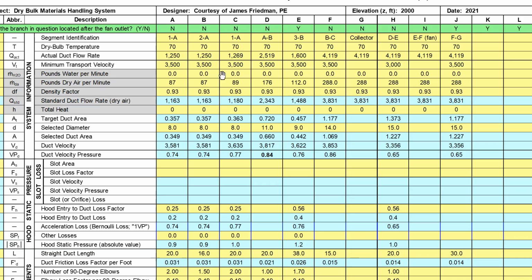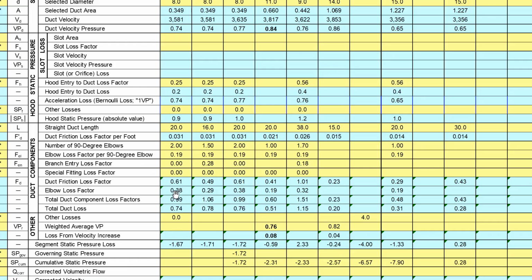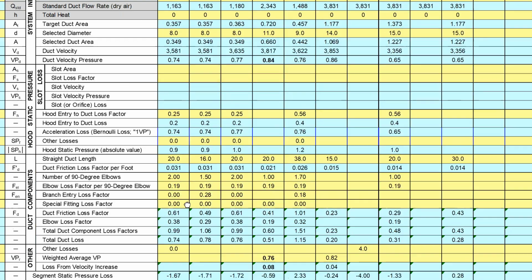With an 8-inch duct and 1,250 CFM, we're at 3,581 feet per minute. So that tells us we really don't want to decrease our flow rate in this duct because now we're going to drop down below our minimum duct velocity. So that tells us that if we increase the flow rate in this duct, we can raise its static pressure from 1.67 to 1.71. So how do we do that?